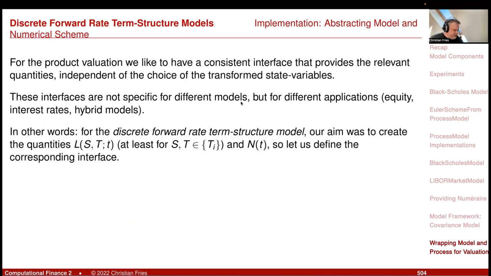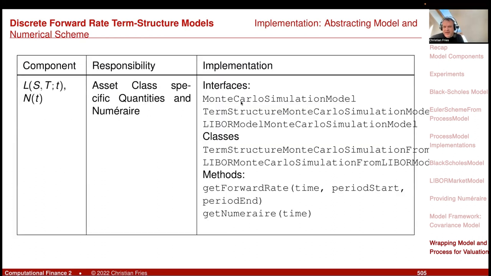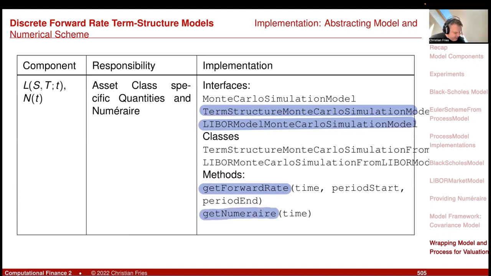So for the product valuation, we like to have a consistent interface that provides the relevant quantities to our valuation code. For example, in the discrete forward rate term structure model, I would like to have a method where I can just ask, give me the forward rate for the period from Ti to Ti plus one. And it immediately knows this is the ith element in the vector of this time discrete process. So I'm creating some kind of wrapper. An interface of this wrapper is my term structure Monte Carlo simulation model, or the LIBOR model Monte Carlo simulation model. And what I would like to have are methods like get forward rate and get numeraire. So the get process value is transformed.